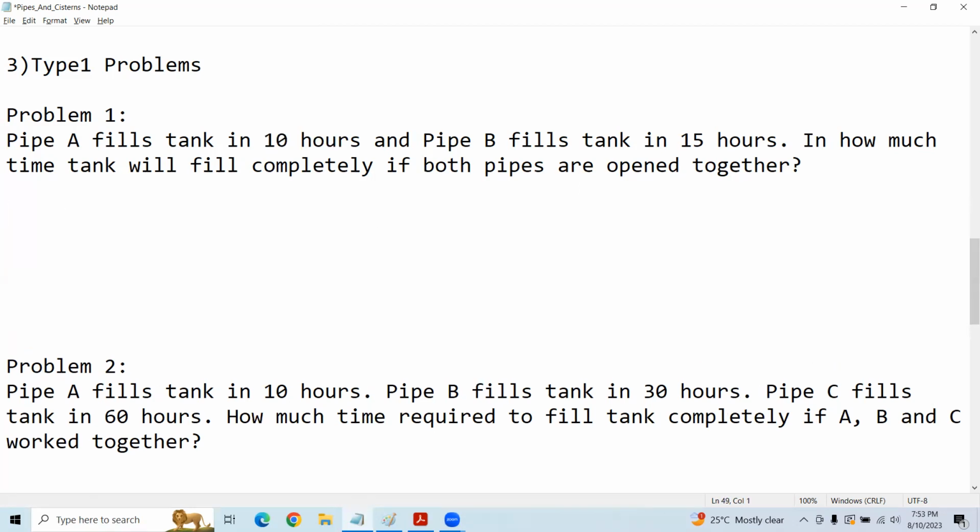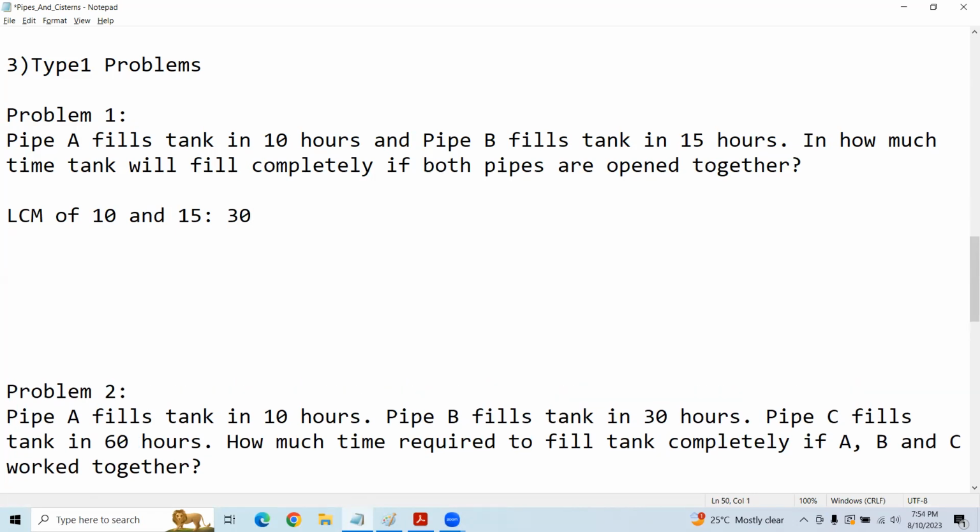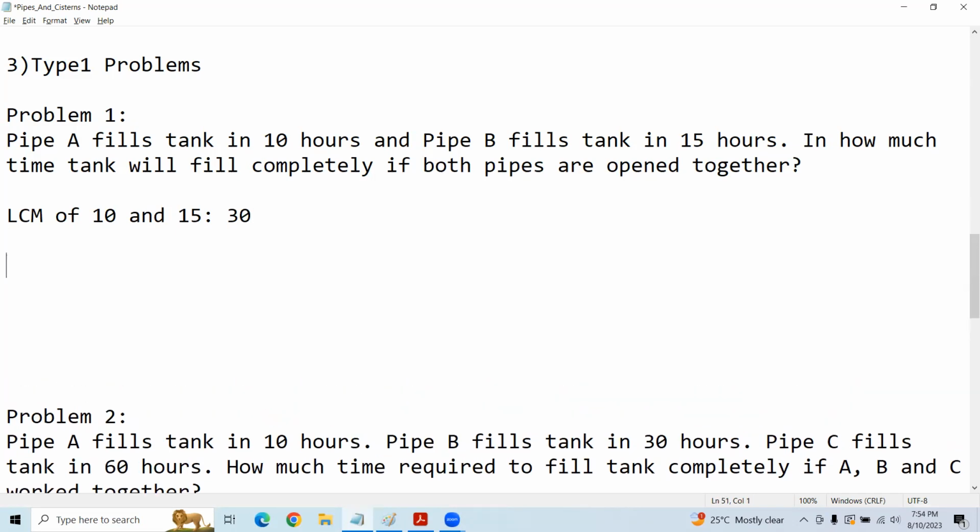So our first step is to find the LCM of 10 and 15. What is the bigger number between 10 and 15? It's 15. So 15 ones are 15. Is it divisible by 10? No. 15 twos are 30. Is it divisible by 10? Yes. So our LCM is 30 and we can say that our tank capacity is 30 liters.